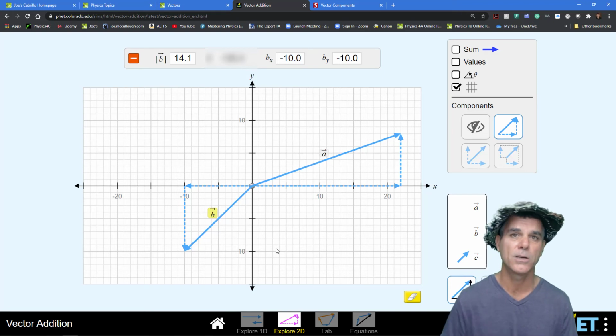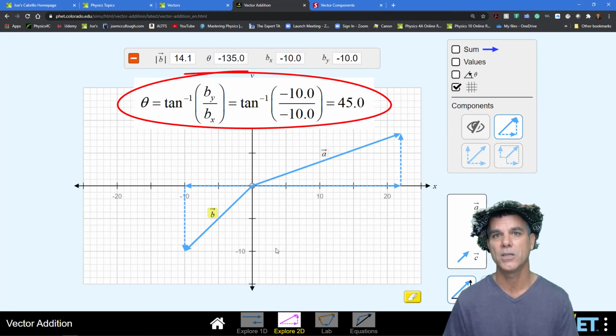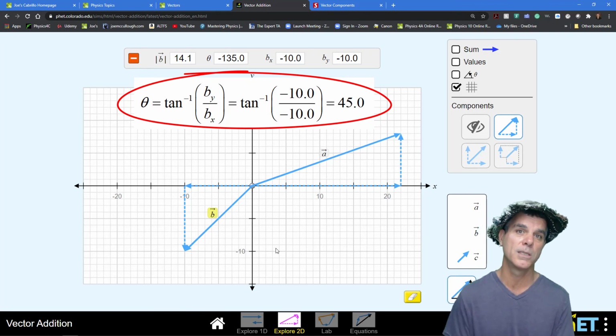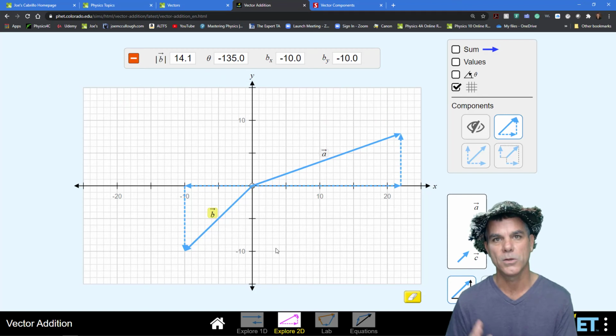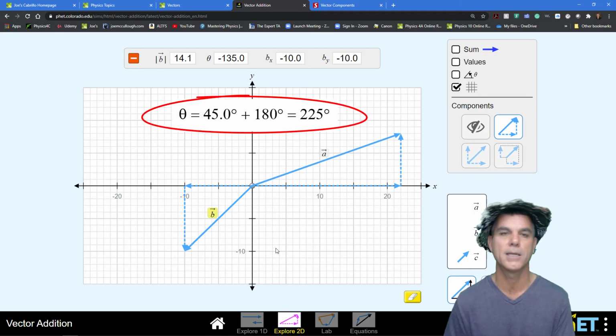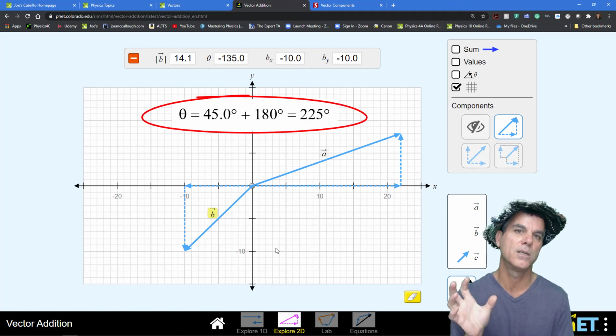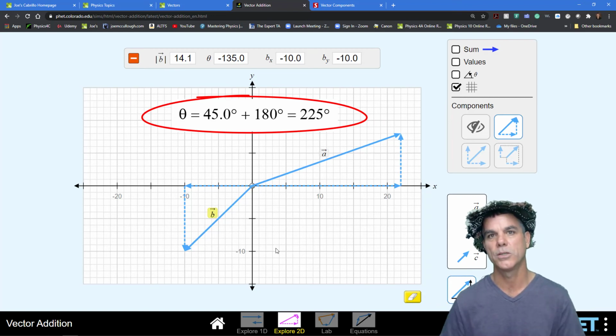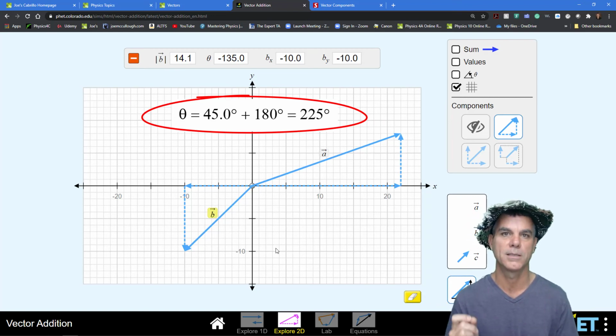In this particular case, we took the inverse tangent of negative 10 divided by negative 10. The calculator gave us an answer of 45 degrees. That is incorrect, so you add 180 degrees to that. The correct angle is 225 degrees, and that's the direction relative to the positive x-axis.